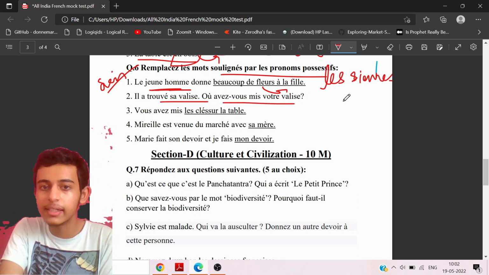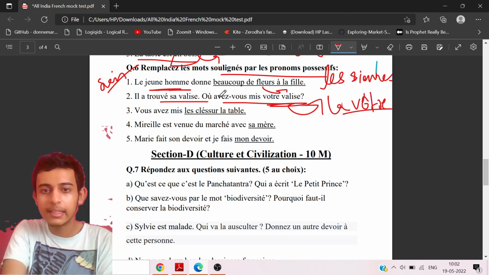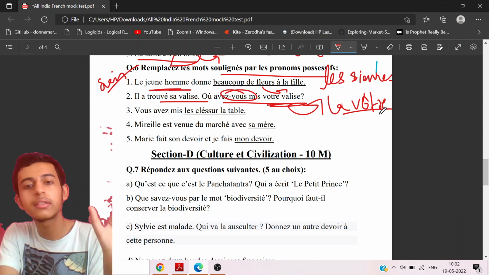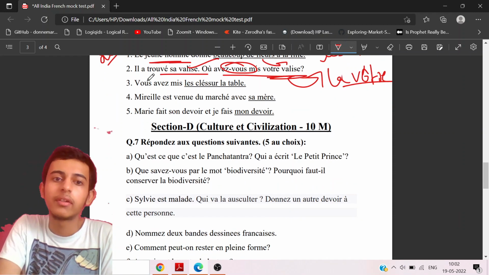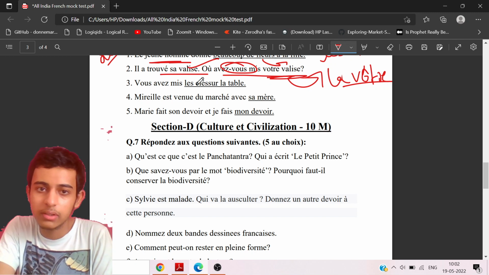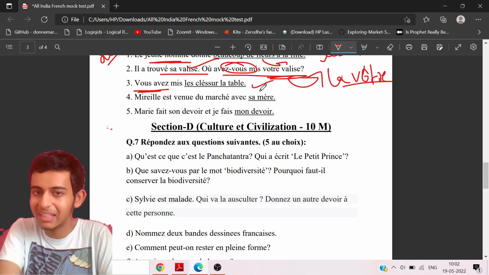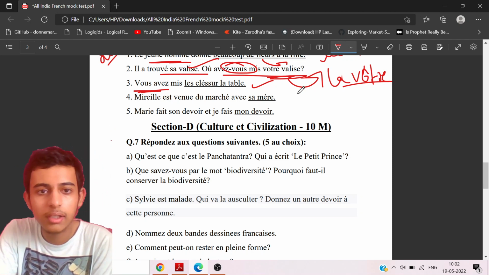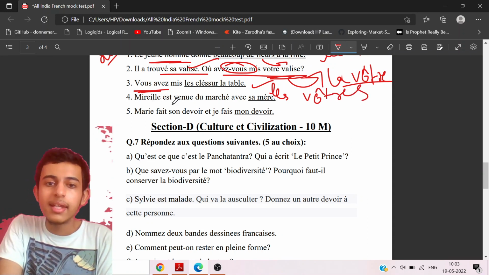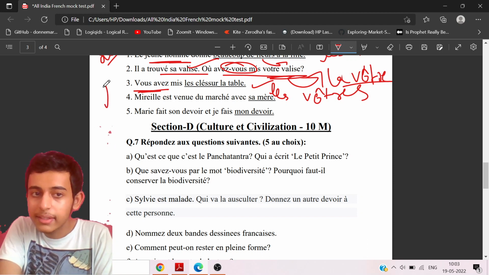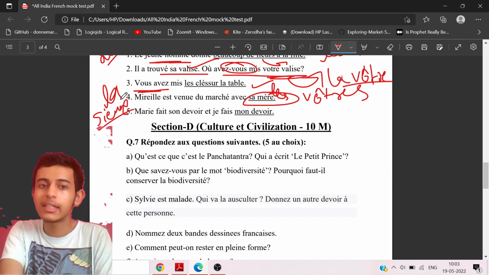Okay. Il a trouvé sa valise. Où avez-vous mis votre valise? So votre valise can be replaced by la vôtre. Why la vôtre? Because vous gives us that we need to choose one pronoun possessive from the vous line, and valise is feminine singular. So la vôtre. Third, vous avez mis les clés sur la table. Vous is there, it means one from the vous group, and for clés you need to check the gender. It is going to be les vôtres, so gender won't matter. So les vôtres is the answer. Mireille est venue du marché avec sa mère, avec la sienne. Mireille is elle, so one from the sien group, and mère is feminine singular, so la sienne.